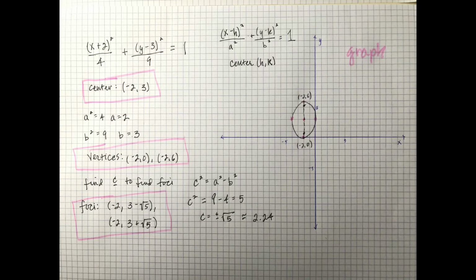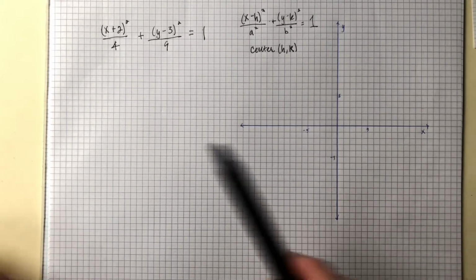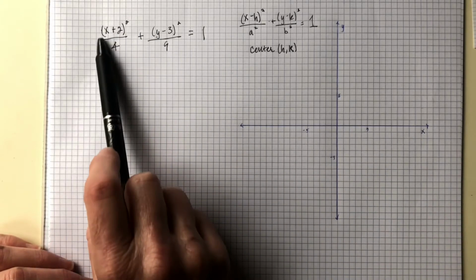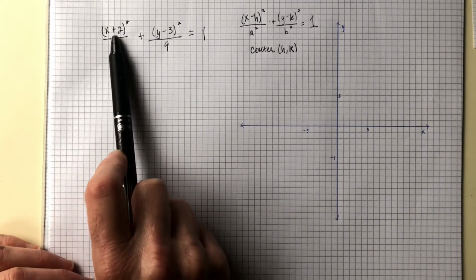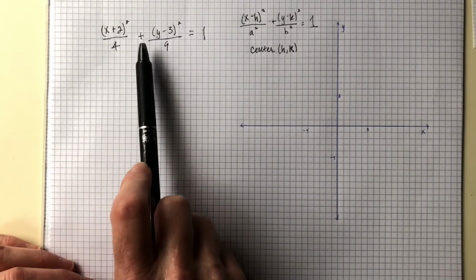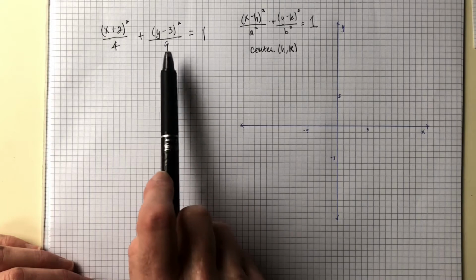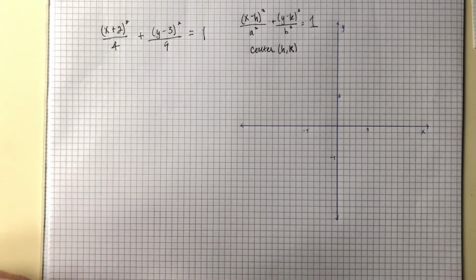Hey everyone, in this video I'll show you how to graph an ellipse when it's not centered at the origin. So we're going to use this equation for our ellipse. We have (x plus 2) squared over 4 plus (y minus 3) squared over 9 equals 1.